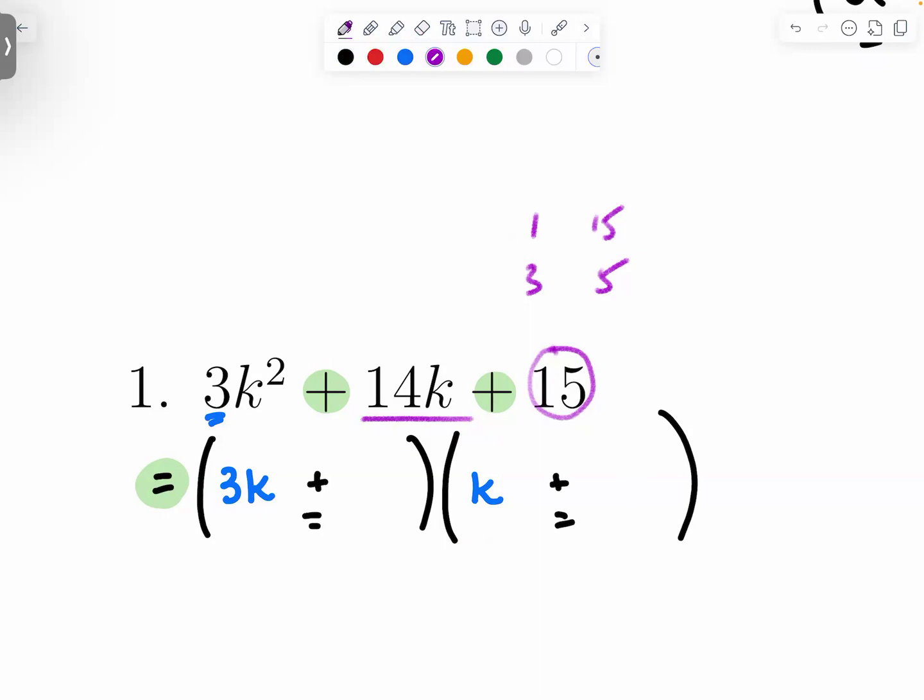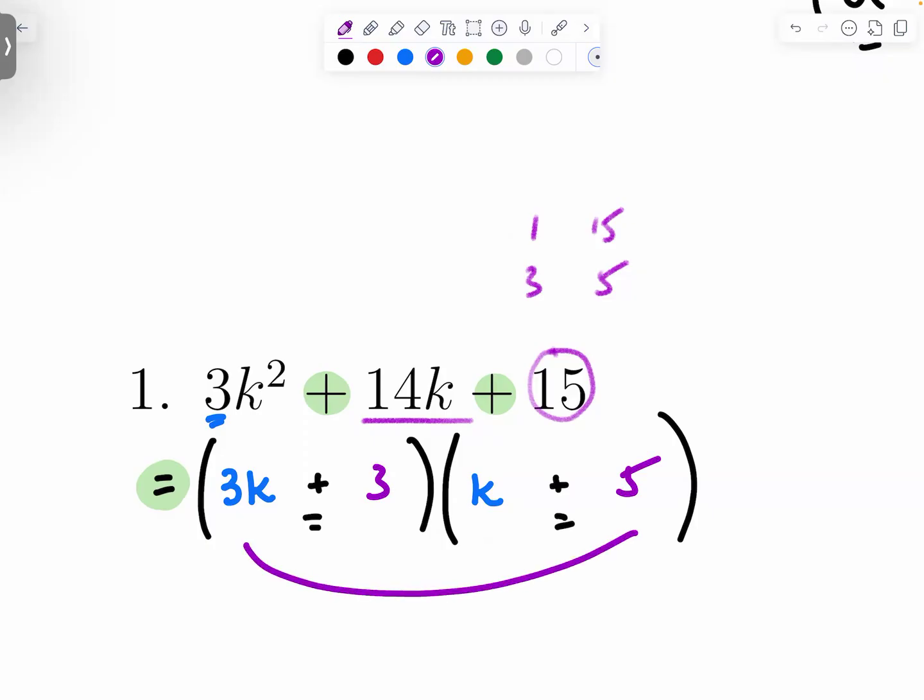Let's just say, 3 and 5, right? 3 and 5. Let's try it out. Would it work? Try it. 3 times 5, 15. 3 times K, 3K. So 15 plus 3, it's 18. That doesn't look good. I think we are really in a bad luck today.